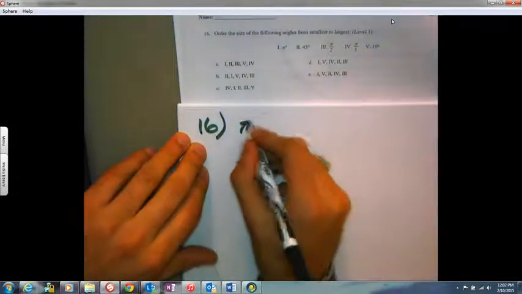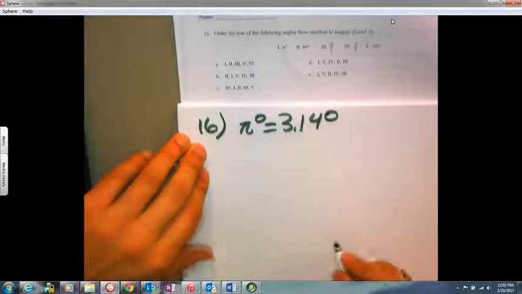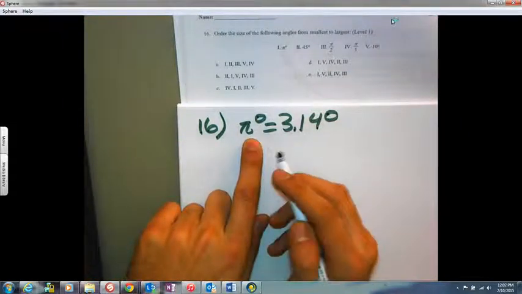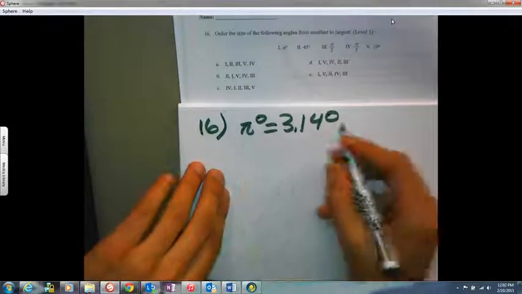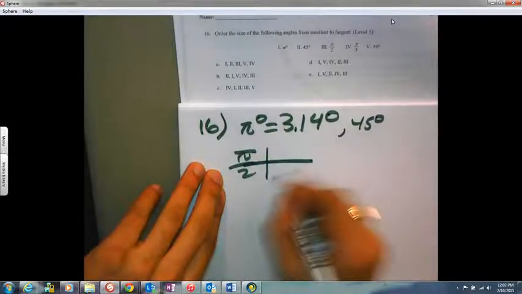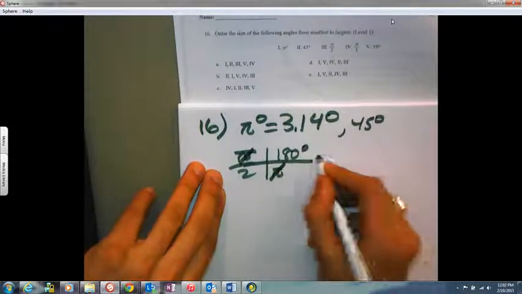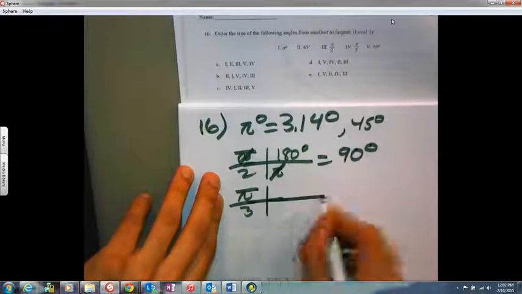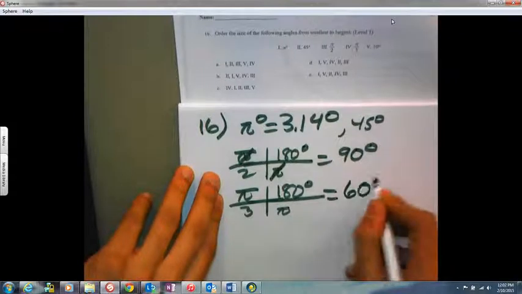So you have pi degrees, which is 3.14 degrees. Not pi radians, pi degrees. Pi is a number, 3.14. Put the degree sign. 45 degrees is 45 degrees. Pi over 2 radians, you convert with the railroad tracks. This is 90 degrees. Pi over 3, you convert with the railroad tracks. 60 degrees, and then you have 10 degrees.